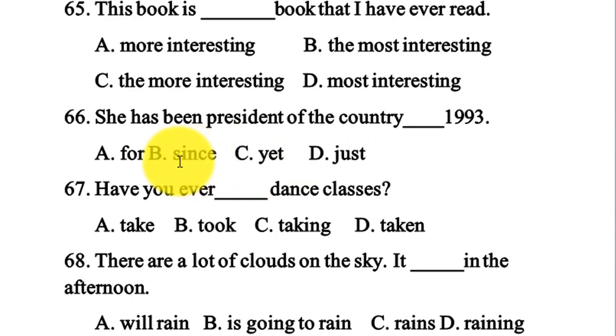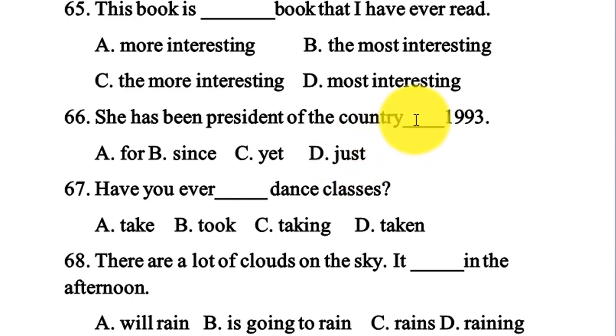Fine, if you answer since, absolutely right, great. Since 1993, beginning from 1993 until the time we're speaking, she has been president of the country. For lengths of time, yet, which is different from this, is used in negative meaning and negative structure and for questions. Just, a second, as an adverb, it shows a short completed action.